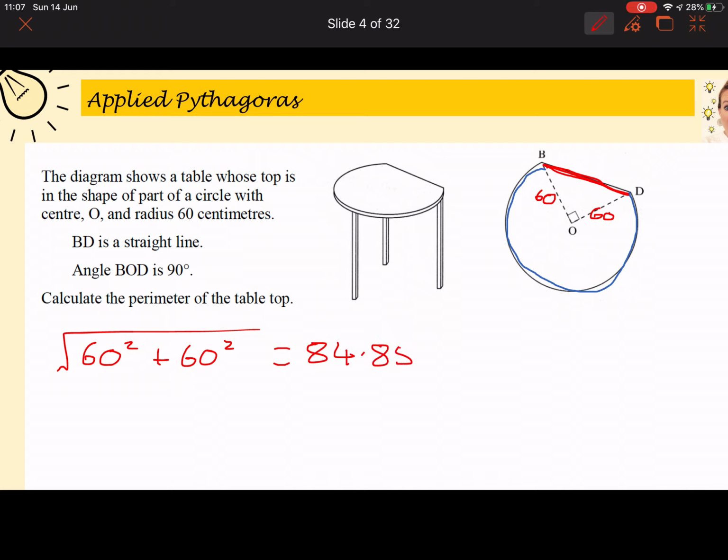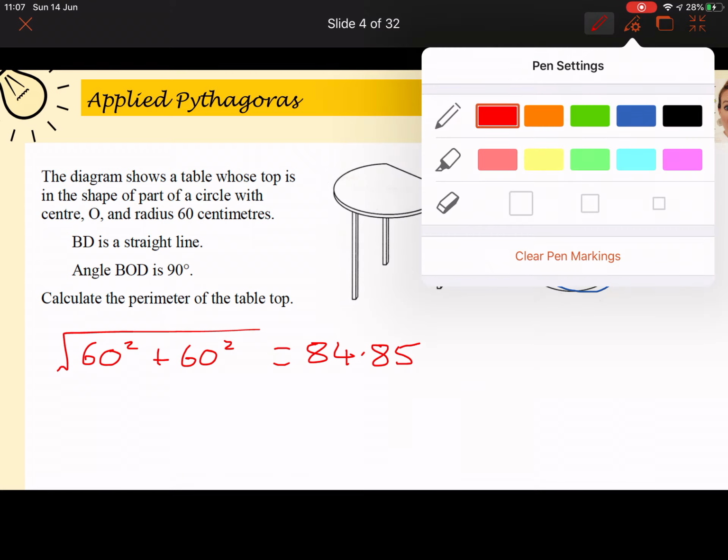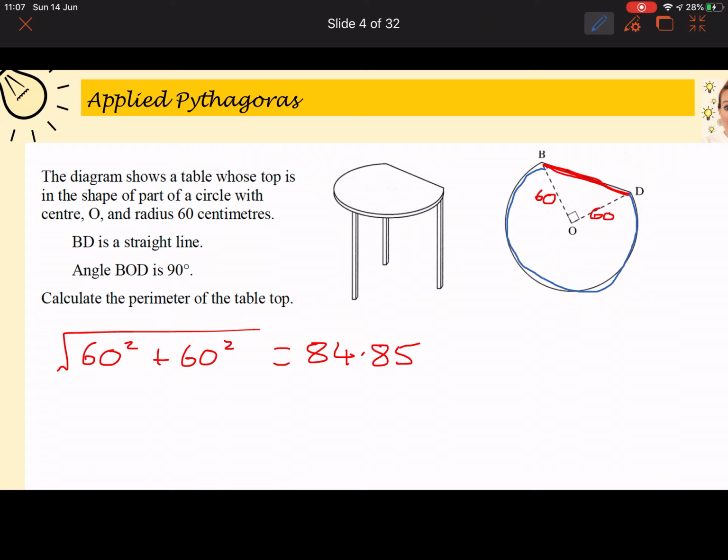Okay, I'm going to leave it like that for now. Now let's look at the circumference. Now we know that circumference equals pi d, or 2 pi r. We've got to have that formula somewhere in our minds. So the whole circumference would be pi times the diameter. Remember, the diameter is double the radius, so 120. So it would be 120 pi, to leave it in exact form.